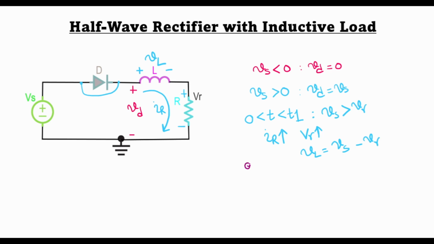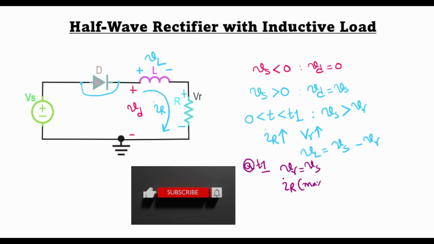Now at t1, the voltage across the resistor VR becomes equal to the input voltage Vs. So in this condition, the current IR flowing through the circuit will be maximum.